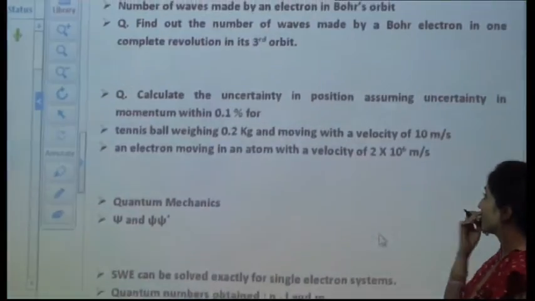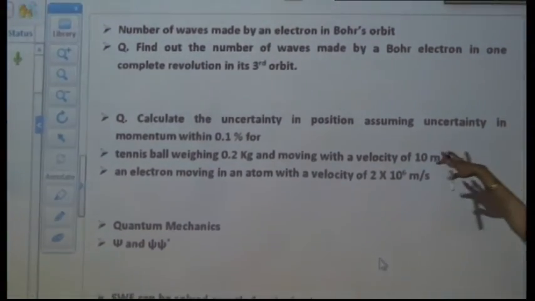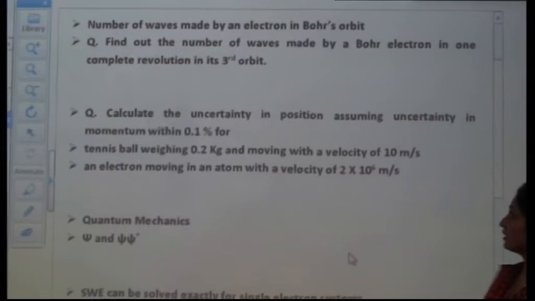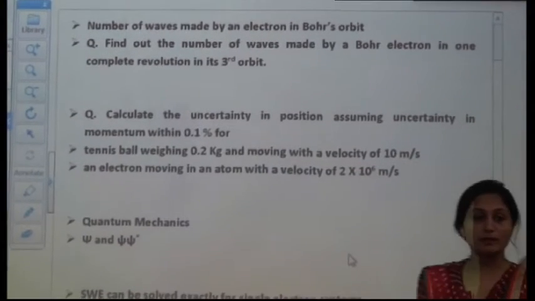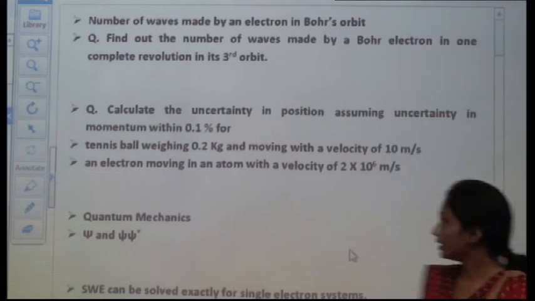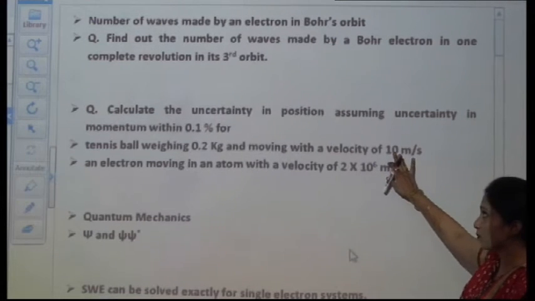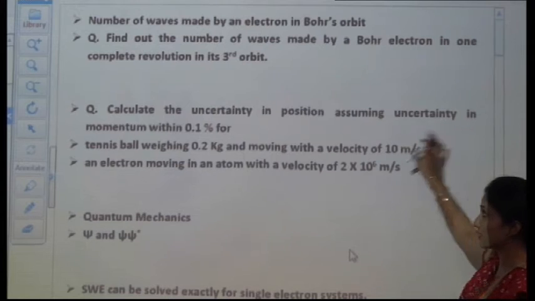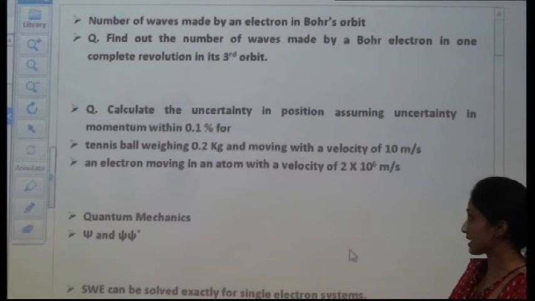Okay, then here we have a question that I discussed with you. I didn't know that I'd put it here, that you can find out the number of waves made. What about now in the fifth orbit? Now the question 5: calculate the uncertainty in position, assuming the uncertainty in momentum is equal to 0.1%.